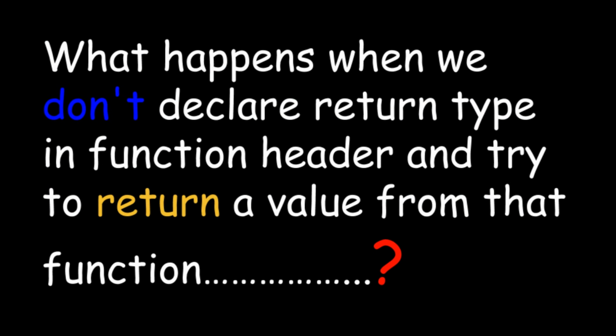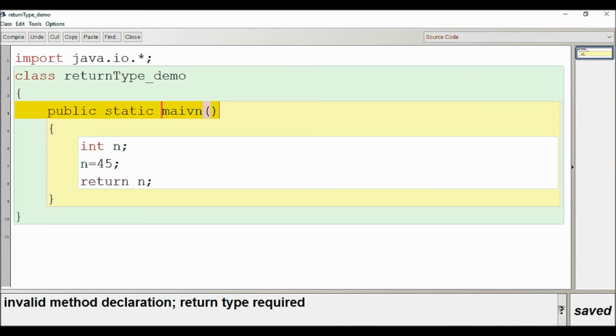Now you may think, what happens when we don't declare any return type in the function header and try to return a value from that function. Here is the sample code for that. In this code you can see that the class has a single function and this function is not declared with any type of return type. Hence if we try to return the value from the function, it will show an error which will say invalid method declaration, return type required, which means a return type is required to return a value.